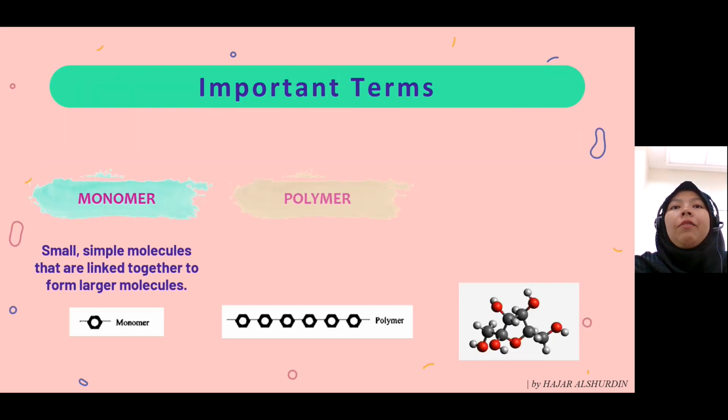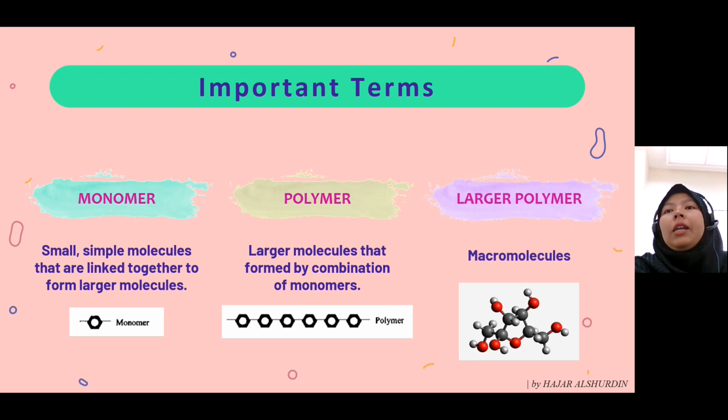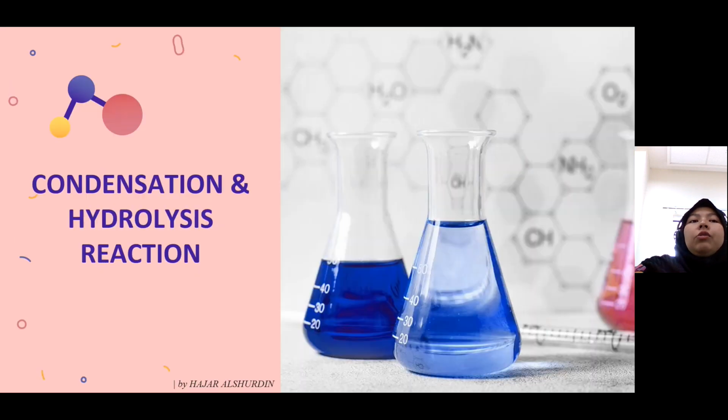The important terms that you have to know are monomer, polymer, and larger polymer. So what is a monomer? A monomer is a small, simple molecule that is linked together to form larger molecules. A polymer is a larger molecule formed by the combination of monomers. So when we have more than one monomer, all these monomers are linked together and form a polymer. Meanwhile, the larger polymer is also called macromolecules. The processes involved in the formation of polymers from monomers and their breakdown are the condensation and hydrolysis reactions.